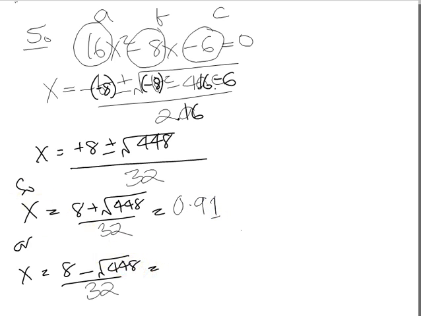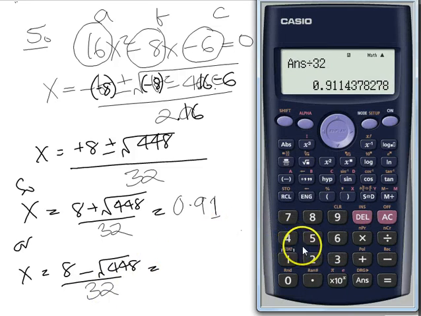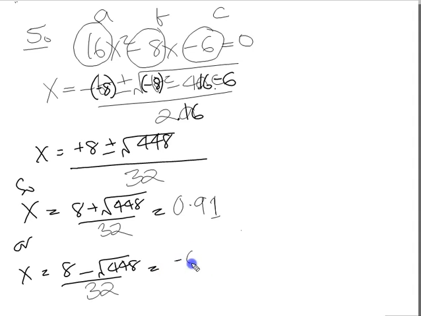Okay, and the next one, it's going to be 8 minus root 448. That's the top number. Get the decimal, divide by 32. Equals, get the decimal, minus 0.41. So let's just check this 0.91 then in here.